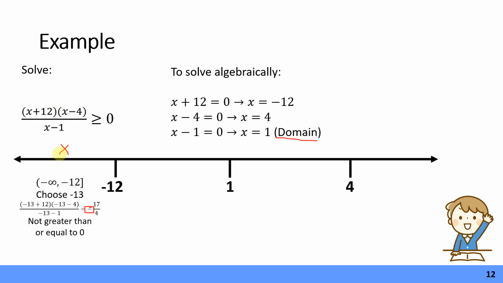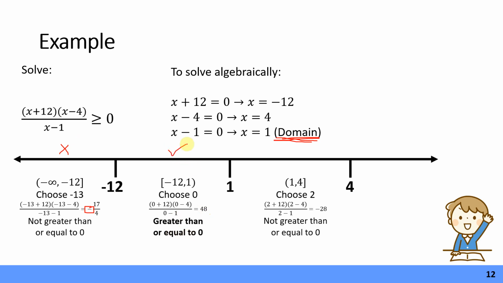And then we just keep on going. My next interval is negative 12 to 1. And again, negative 12 with bracket because of the symbol. And the 1, I would use a bracket because of the symbol, but then I remember, hey, the 1 came from the denominator, so it cannot be included. So I put a parentheses. From negative 12 to 1, I chose the number 0. So I substituted in. I got a positive answer, so it is greater than or equal to 0. So this is one of my answers. And then let's just keep on going.